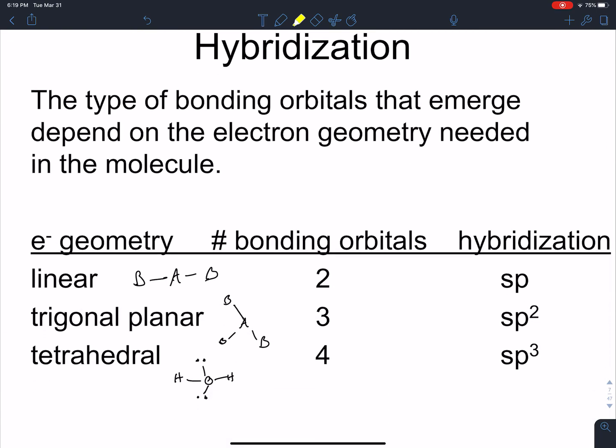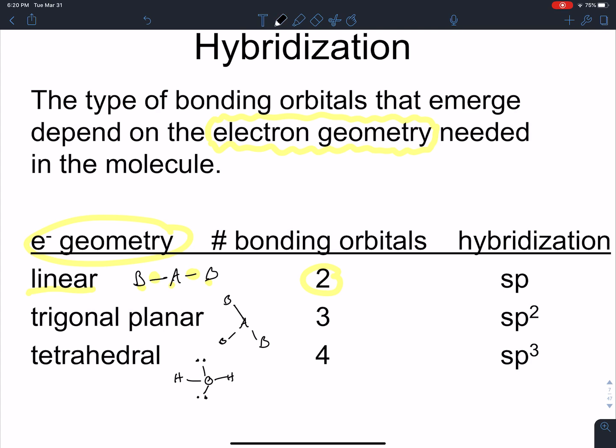The type of bonding orbitals that emerge depends on the electron geometry, not the molecular geometry of that VSEPR theory that we've already learned. So we have to remember our electron geometries, right? Here are some electron geometries for us to consider. If we have a linear geometry, as in this case, the first thing we need to know is how many regions of electrons there are. 1, 2 around the central atom, right? 2. So what kind of hybrid orbitals will be formed?